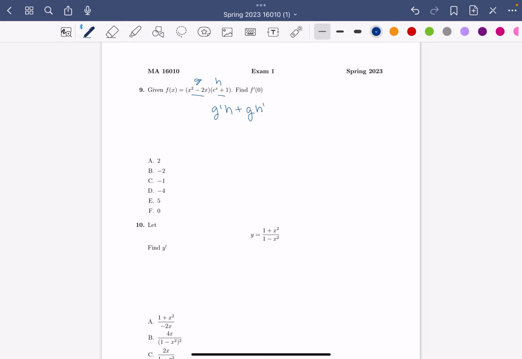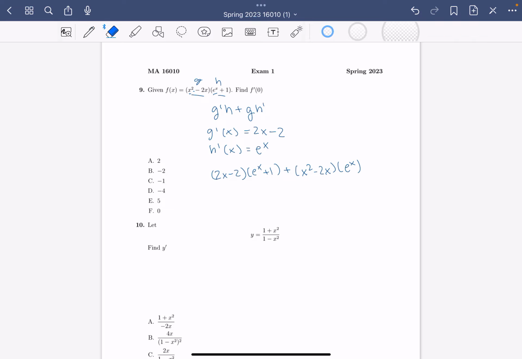So let's go ahead and find our g prime. G prime of x equals the derivative of x squared, so that's 2x, minus 2. H prime of x equals the derivative of e to the x, which is e to the x. The derivative of 1 is 0. So then we plug it all in. So 2x minus 2 times h, so that's e to the x plus 1, plus g, x squared minus 2x, times e to the x, h prime.